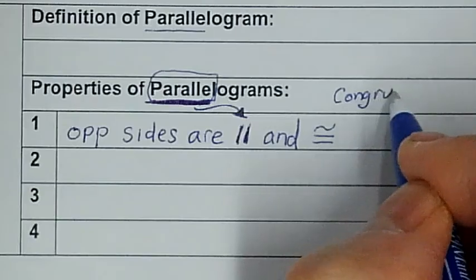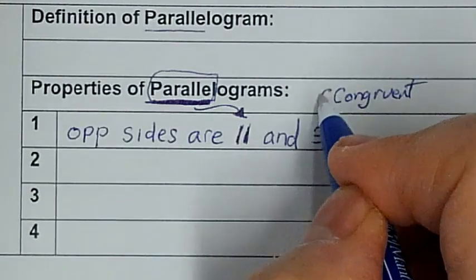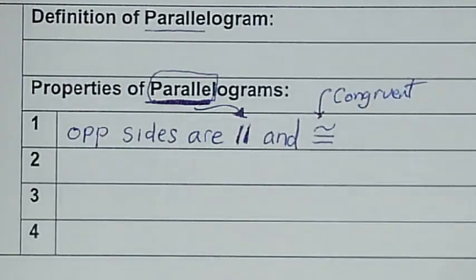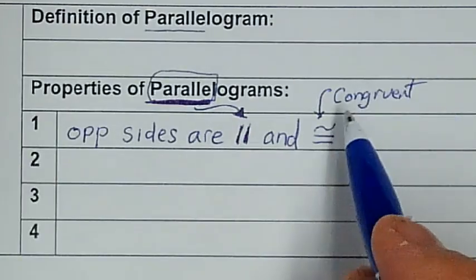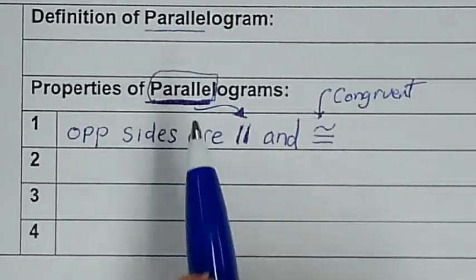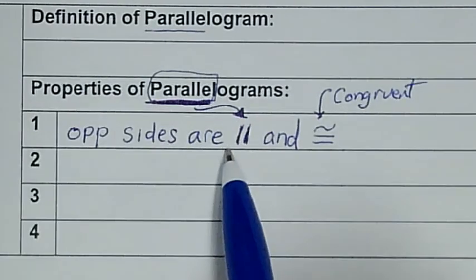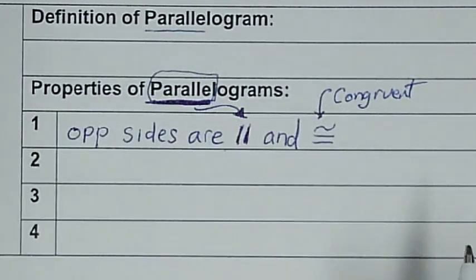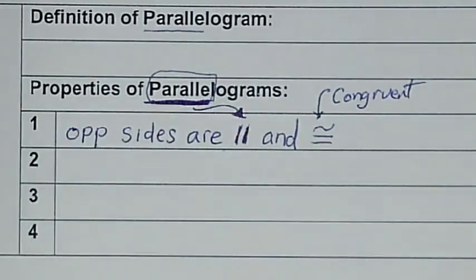Congruent. And trust me, if two line segments are congruent, then they're equal in length. And if they're equal in length, then they're congruent. So here's the point. Opposite sides are parallel to each other and congruent to each other. Write it down. Did you write it down?